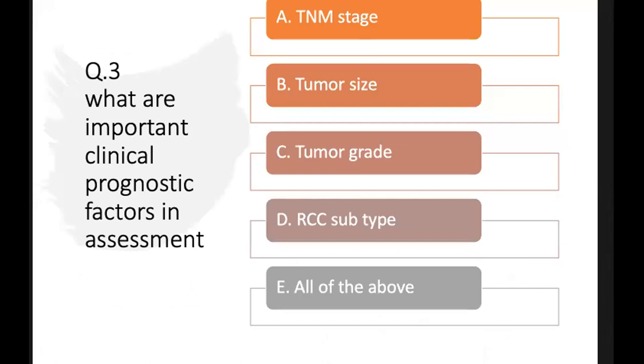And these objective answers can be from data. So my next question is poll number three. Right, so you can vote now. The question is, what are the important clinical prognostic factors in assessment of the patient that we have discussed? Is it the tumor TNM stage, tumor size, tumor grade, RCC subtypes, or all of the above?